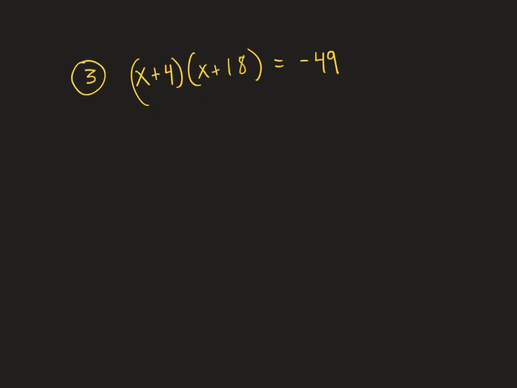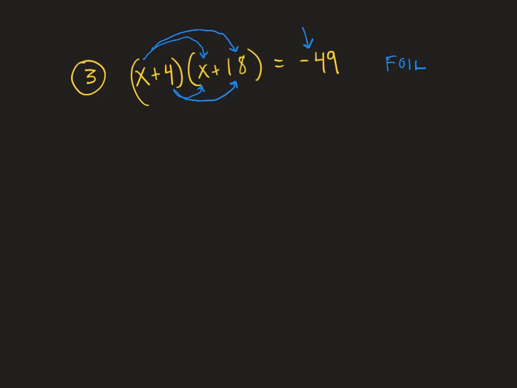Number 3, (x plus 4) times (x plus 18) equals negative 49. And you'll want to notice, unlike the first two, this one is not equal to 0. So we can't say x plus 4 equals 0, x plus 18 equals 0, because these two parentheses don't multiply to be 0. So what we're going to do instead is start off by foiling these parentheses on the left. We're going to take the first times the first, the outer numbers, the inner numbers, and then last numbers, all multiplying by each other. So we'll work that out, and then we'll set it equal to 0.